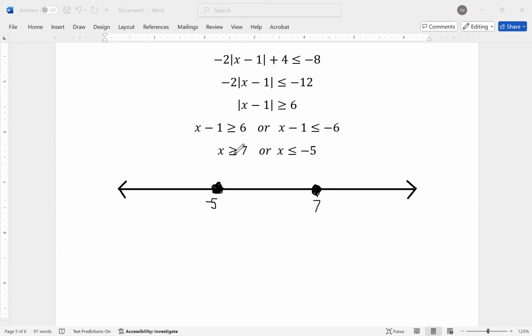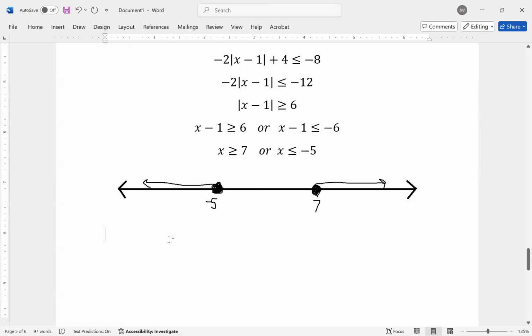Now, x being greater than or equal to 7 means numbers in this right-hand region will work. X being less than or equal to -5 means the numbers in this left-hand region will work. And the middle region is the region that's not going to work.